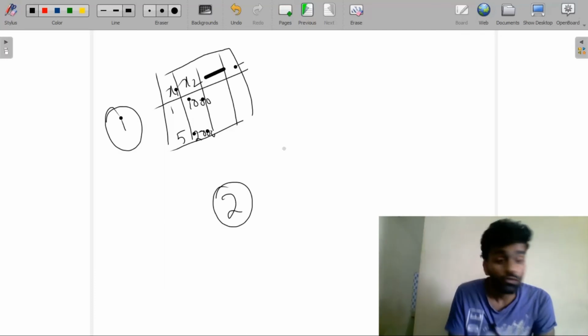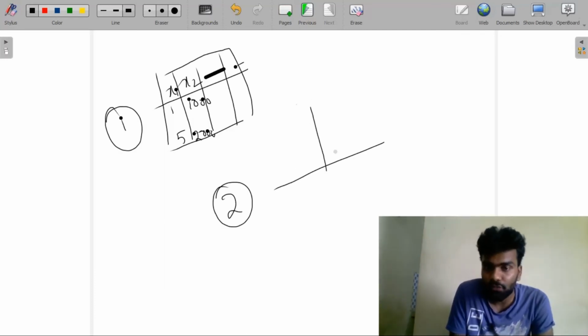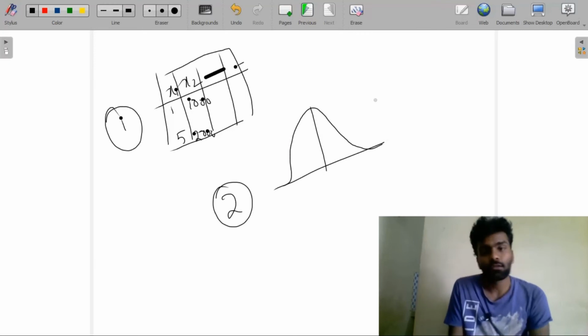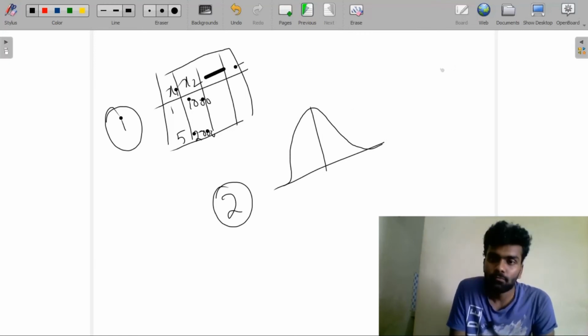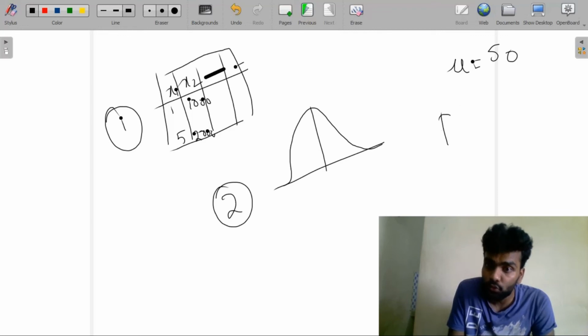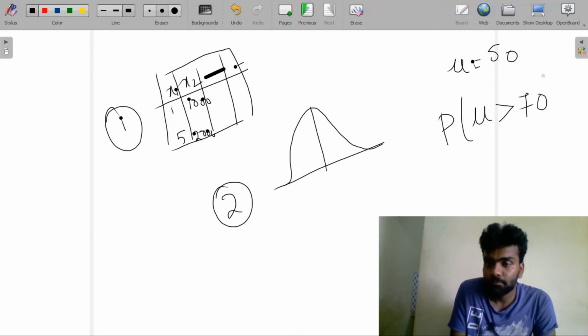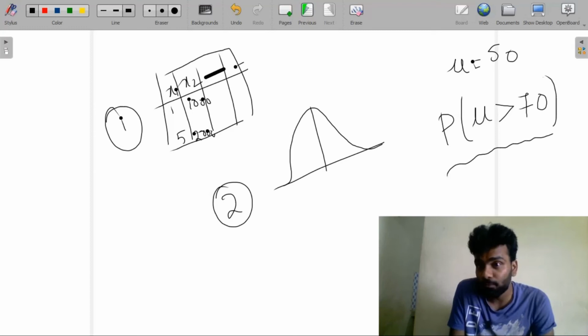And the next thing is, when you have a standard normal distribution, we are able to find probabilities. For example, let's take an example. You have students in a class, and the average height of students, mu, is equal to, let's take 50, right? And you want to find the probability that the students' height is greater than 70. You just want to find the probability of mu greater than 70.